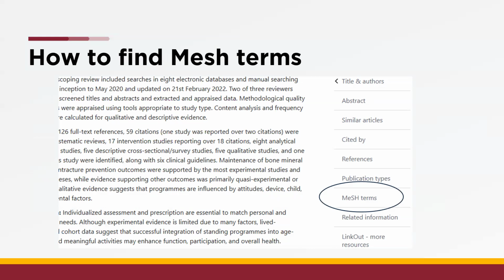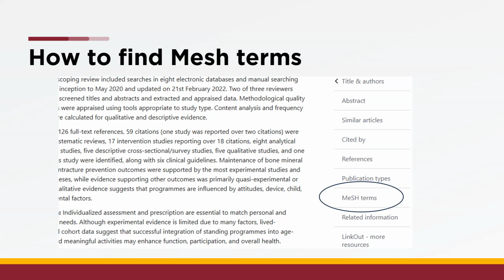For PubMed, subject headings are MeSH, and you can find those when you go into PubMed and locate an article. You'll see over on the sidebar on the right-hand side, MeSH terms, which I've got circled there. That will drop you down to a list of MeSH terms at the bottom that you can copy over for your own use in your search.